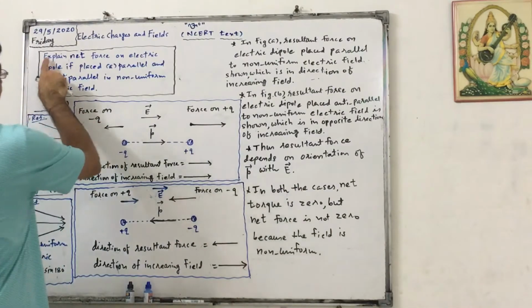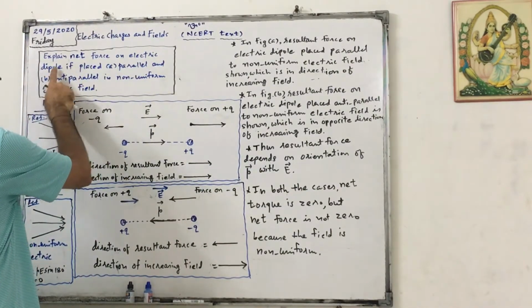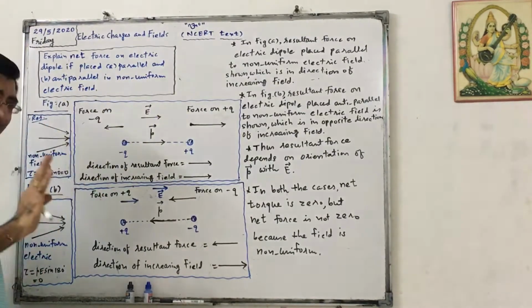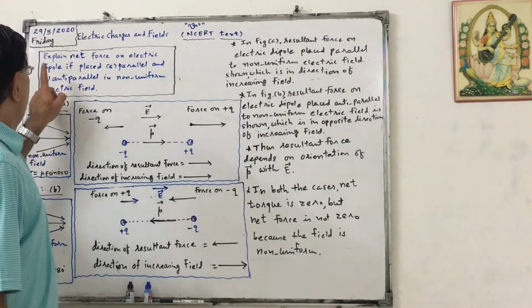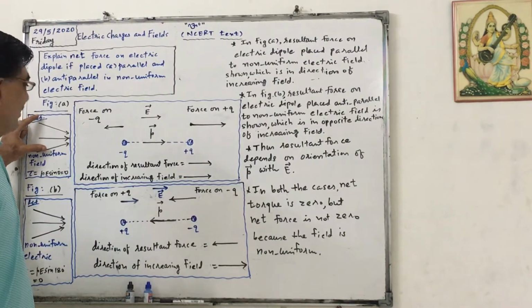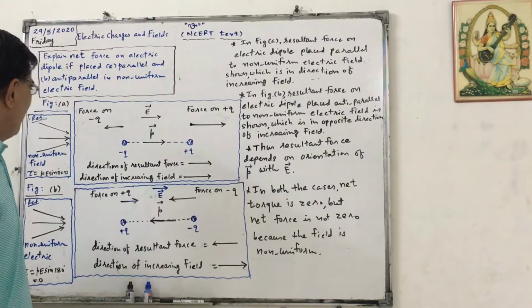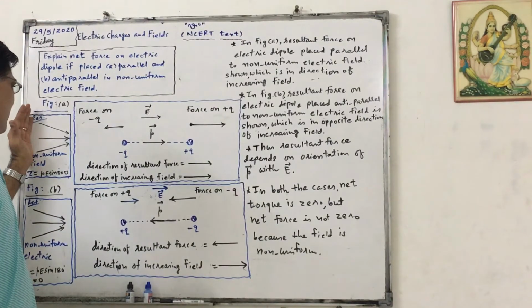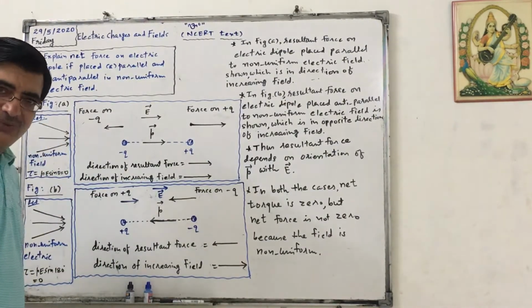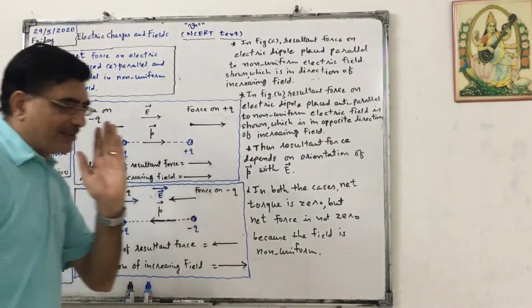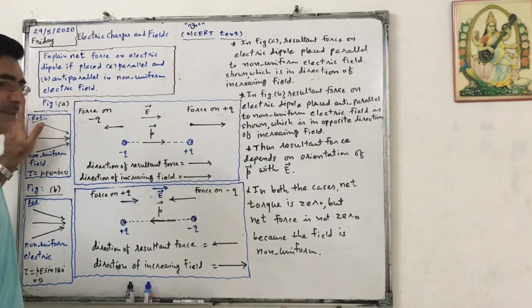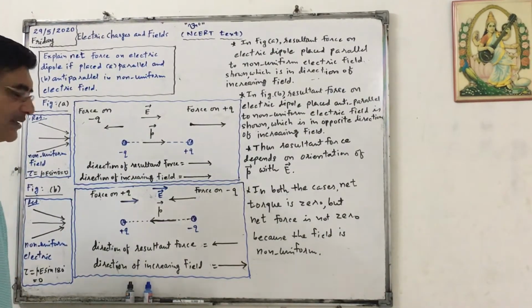Question: explain net force on electric dipole if placed A parallel and B anti-parallel in non-uniform electric field. Okay, so first of all, a non-uniform electric field I have shown as reference here. The field lines are not parallel to each other. Moreover, we know that it is weak here, but the electric field is strong here, because here the density of field lines are more. So as we go on positive x direction, electric field intensity is increasing. That is our reference figure. Need not to draw in your answer sheet.